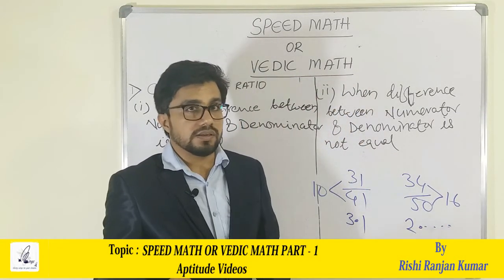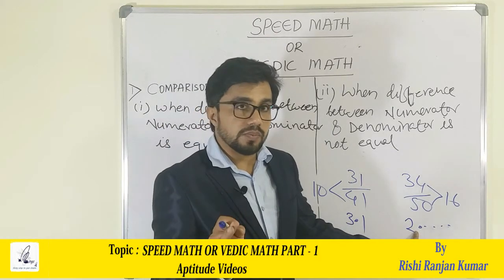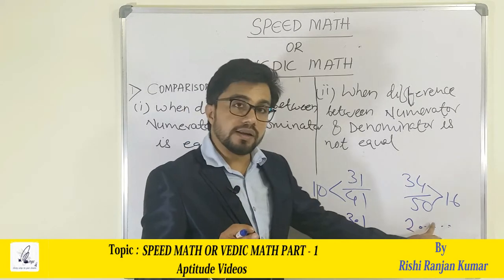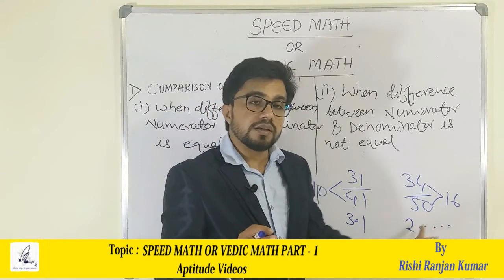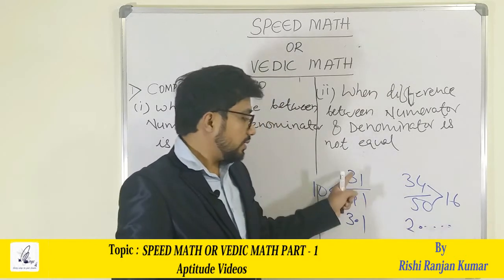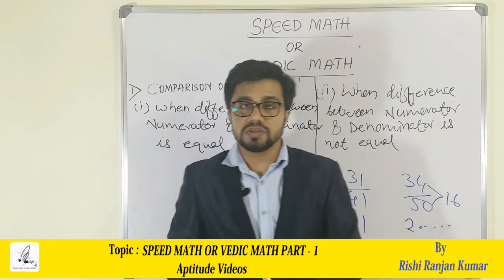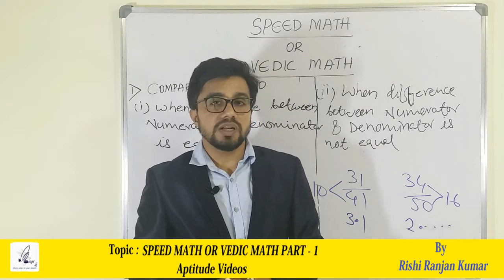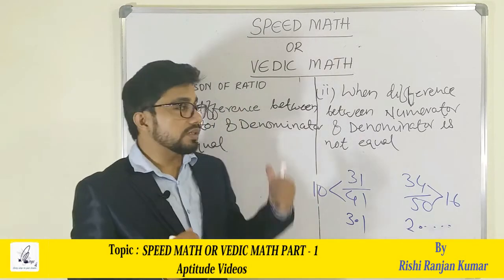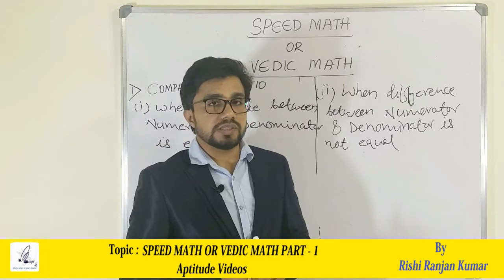You don't need to calculate it. As soon as you find out this is 2 point something, stop. 3 is bigger than 2. So without even calculating the decimal places, we can easily find out 31 by 41 is bigger than 34 by 50. That's all. So easily we could find out which ratio is bigger, which ratio is smaller by using this shortcut. Let's take one more example to clarify a few points.